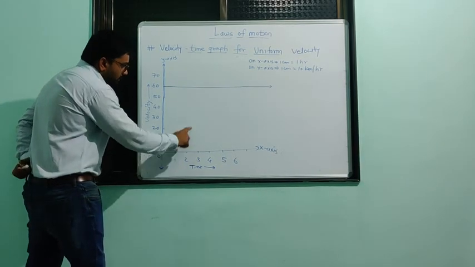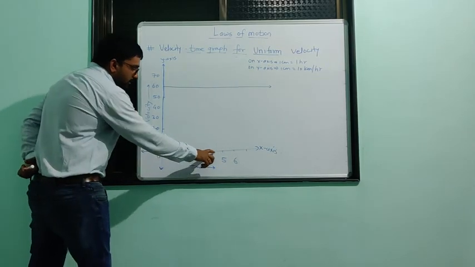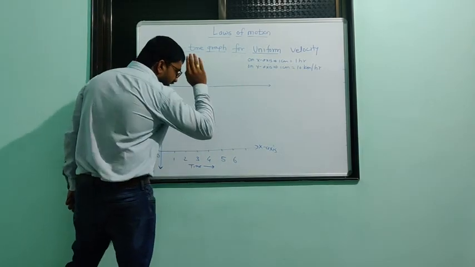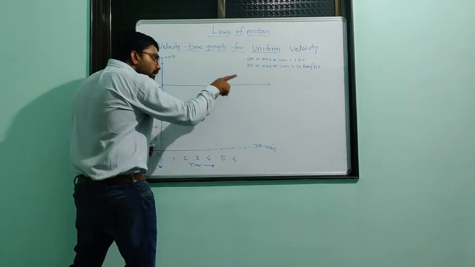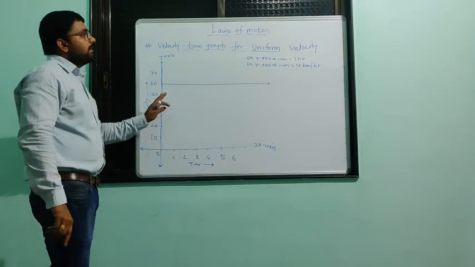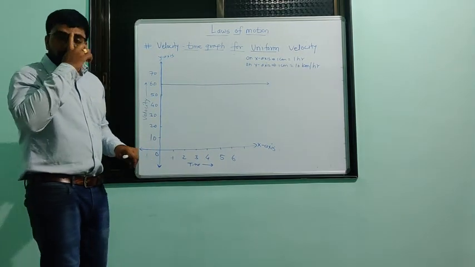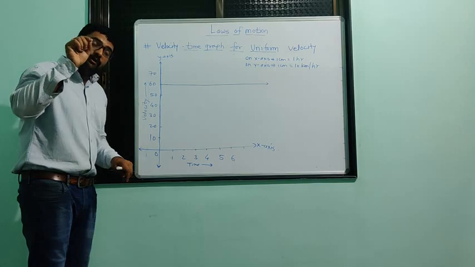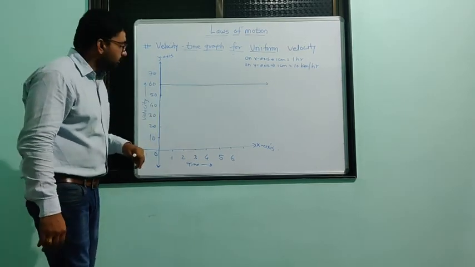After the second hour it is also 60 kilometer per hour. After the third, fourth, fifth, sixth hour, the velocity remains same. Velocity does not change throughout the motion. Such a velocity is called uniform velocity. When an object travels with the same velocity throughout the motion, that's called uniform velocity.